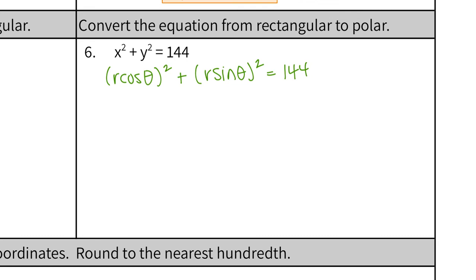Now I don't want these parentheses here, so I'm going to go ahead and square anything that's in the parentheses. So r squared cosine squared, same thing for the other one, r squared sine squared, equals 144. And then from here, I notice that they both have r squared, so why don't I just pull that out front?